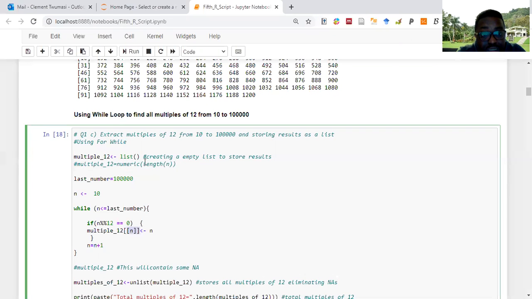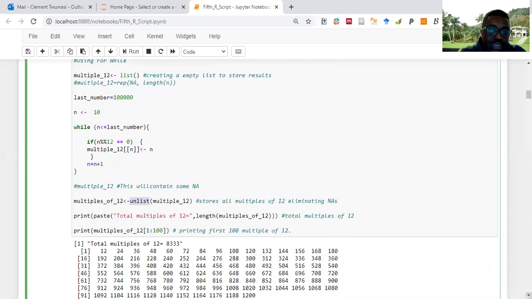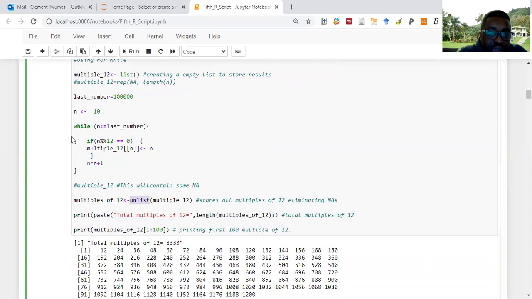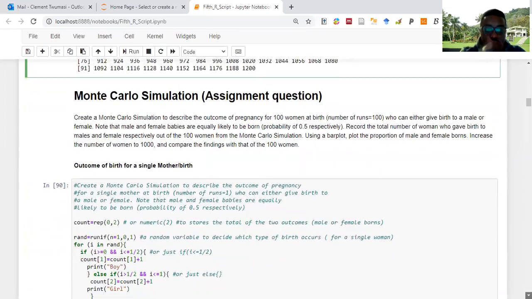In this case, I was using a sequence of zeros. So there will be zeros. Usually using numeric is good, but I would want you to use replicate NAs instead. So that at the end of the day, those that have NAs mean that they were not factors of 12, and you can easily use NA.omit to remove all those NAs. So basically this is how we use the while loop to achieve this. All right, let me go straight to the Monte Carlo question.